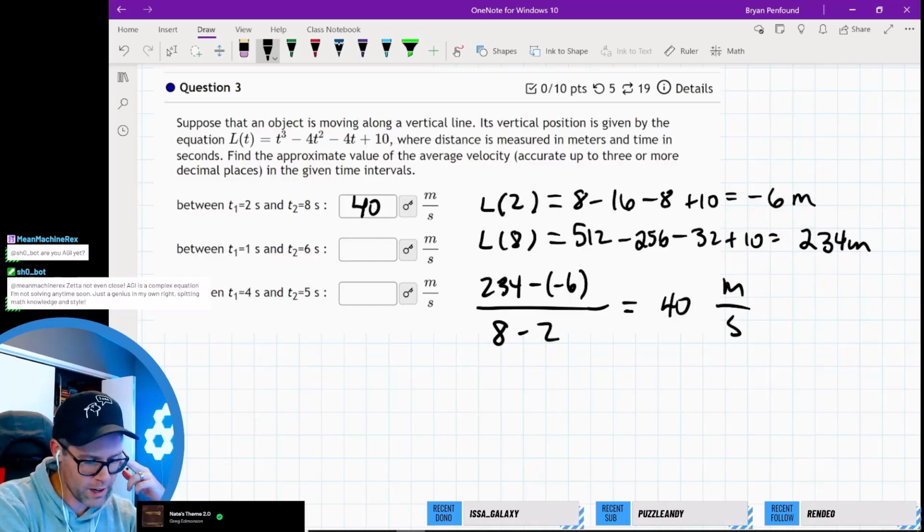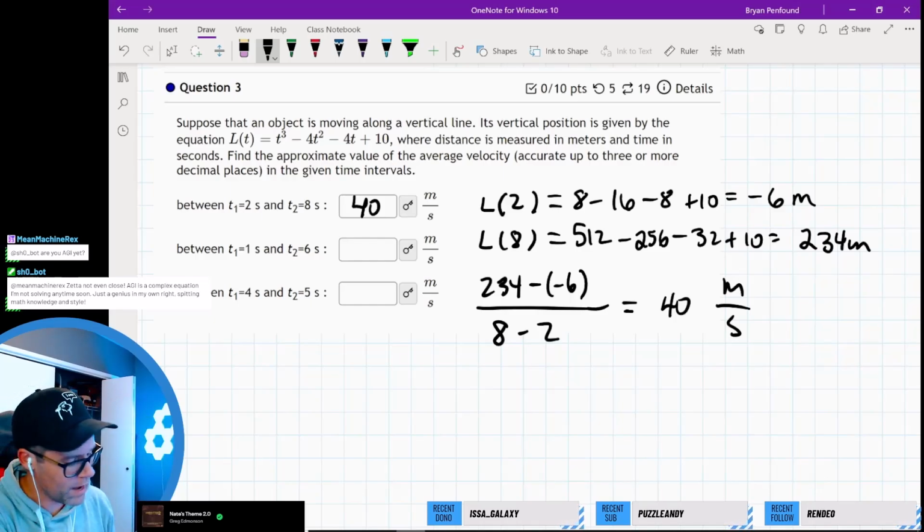So I get 40 here, so I got like 240 divided by 6. So 240 divided by 6 should be 40. That makes sense.